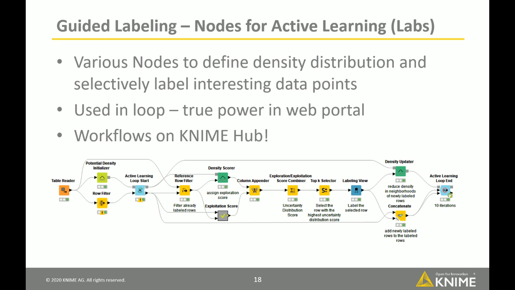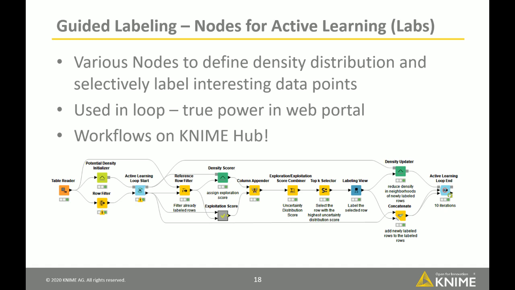So they're going to be using this in a loop, and you see the active learning loop start nodes and active learning loop end node. What's going on within the loop are some of these specific nodes that we've added. Things like the density scorer, the exploration score combiner, the density updater, all of these things, and the labeling view, which is the node that's going to show them the data that they need to label. All of these are happening within a loop. So somebody is shown an image of a cat, they say this is a cat. The loop iterates, now it's a dog, they say it's a dog, and so on and so forth. That information is collected, and those labels are then used to improve the score of the model that you're building.